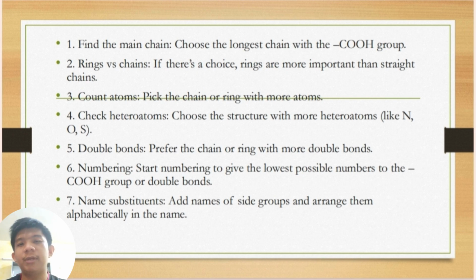Step two is rings versus chains. If there's a choice, rings are more important than straight chains. Step three, count atoms. Pick the chain or ring with more atoms. Step four, check heteroatoms. Choose the structure with more heteroatoms, such as nitrogen, oxygen, and sulfur. Step five, double bonds. Prefer the chain or ring with more double bonds.